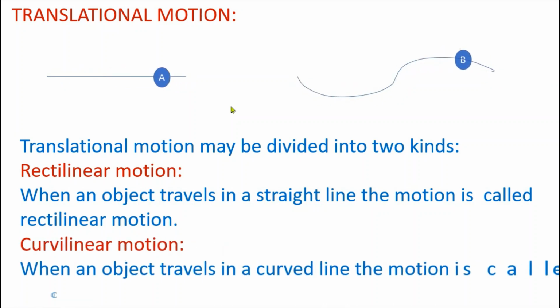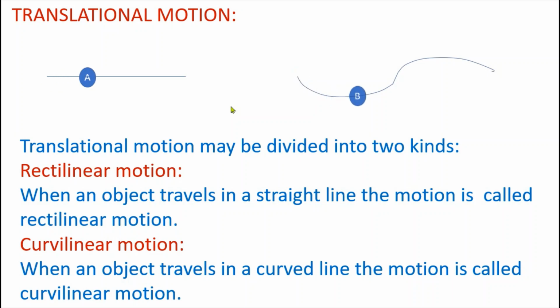When an object travels in a curved line, the motion is called curvilinear motion. Here the body B is moving in a curved path. This motion of the body B is curvilinear motion. In case of rectilinear motion, the body moves in a straight path, but in curvilinear motion, the body moves in a curved path. Here the path of the body B is a curved path and the path of the body A is a straight path.